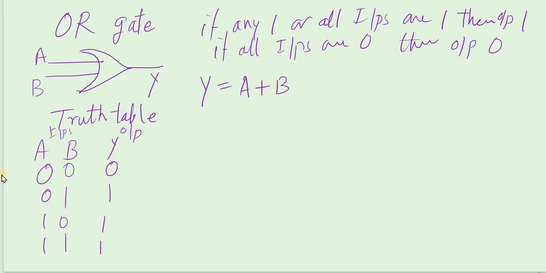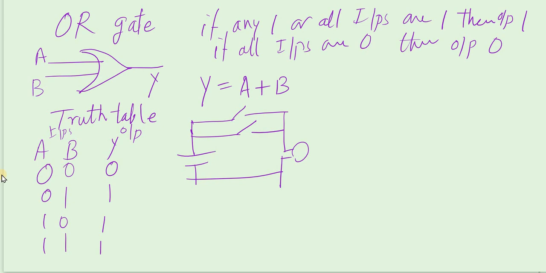This can be understood with a simple circuit. Suppose this is a battery, this is one switch, this is another switch, and there is a bulb. Suppose this switch is A, this switch is B. Then if A is closed, still the circuit is complete. If B is closed, still the circuit is complete. When both are open, then only the circuit is incomplete and the bulb will not glow. If any one of A, B or both are closed, the circuit is complete.